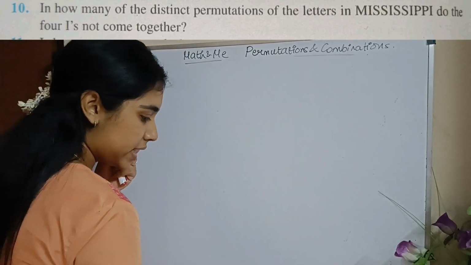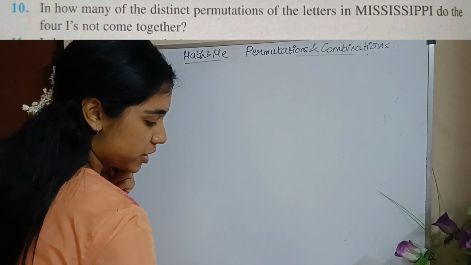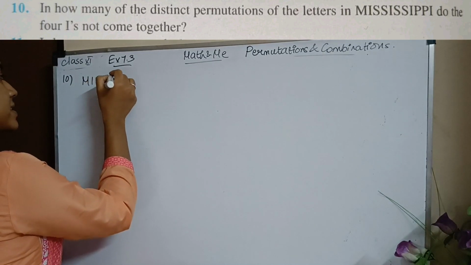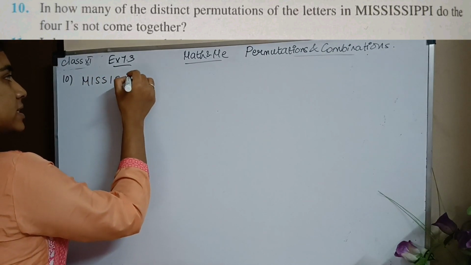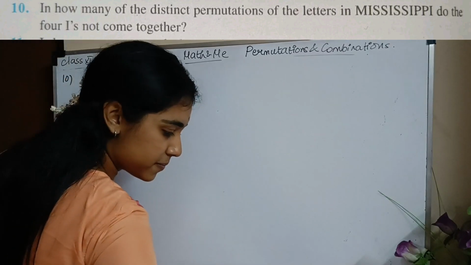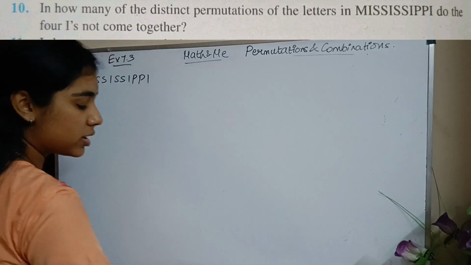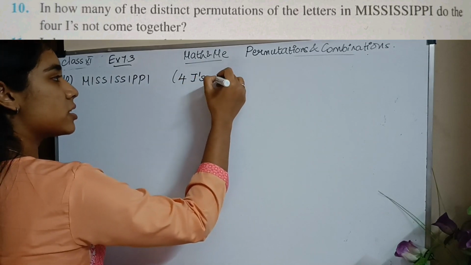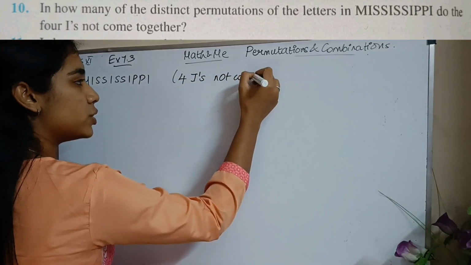Question number 10. In how many distinct permutations of the letters of Mississippi do the four I's not come together? Okay, so M-I-S-S-I-S-S-I-P-P-I, Mississippi. I have four S's and two P's. The four I's do not come together.